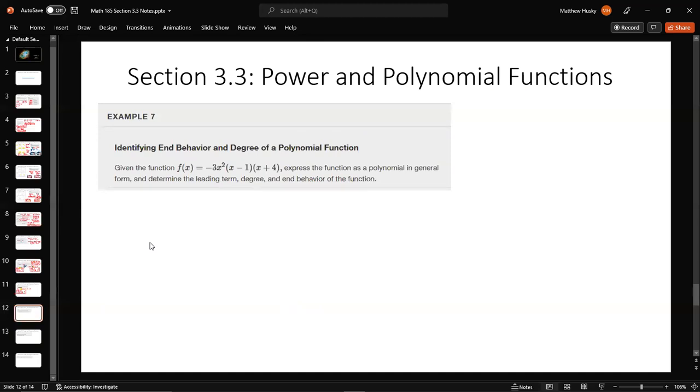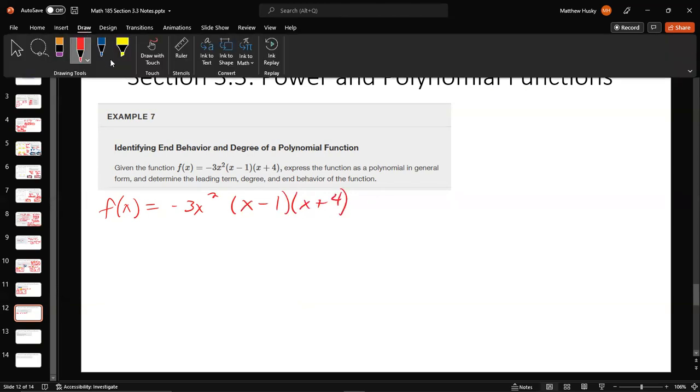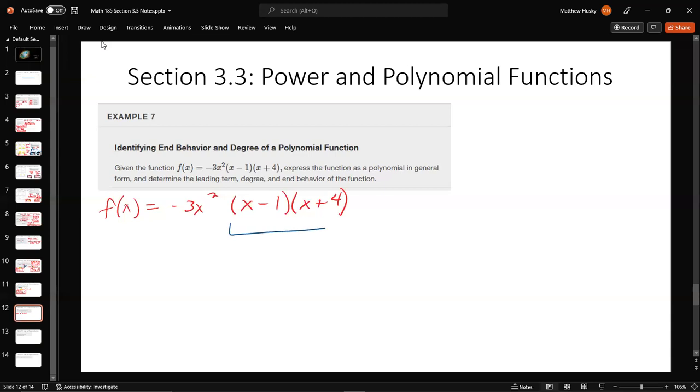Identifying the end behavior of this polynomial. So they give us this polynomial and they say express the function as a polynomial in general form and determine the leading term, degree, and behavior of the function. All right, well, what we need to do is take the formula they give us and simplify it. This kind of thing should look familiar because this is a job for FOIL. We're going to do first, outside, inside, last. We're going to multiply it out.